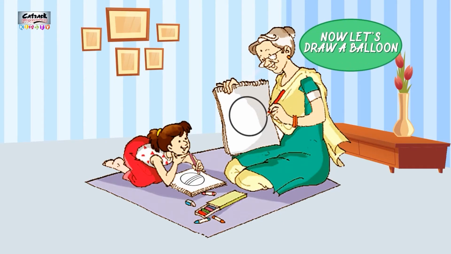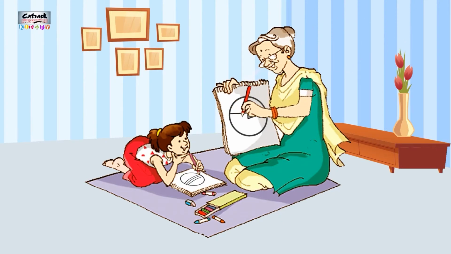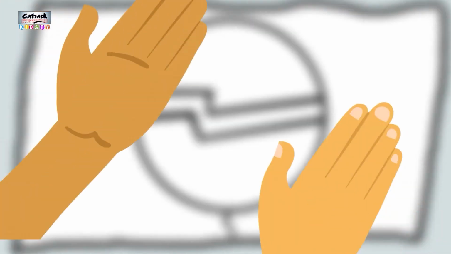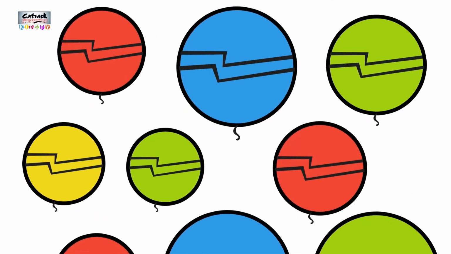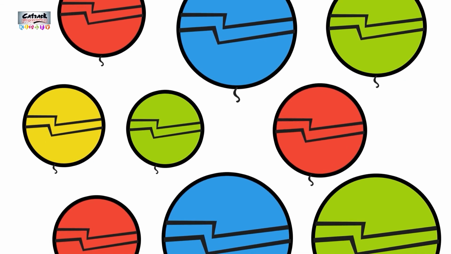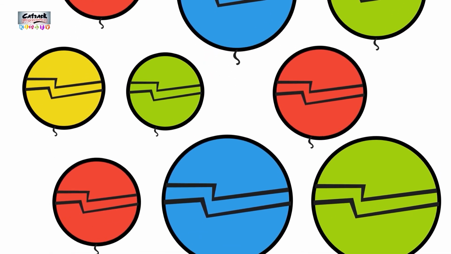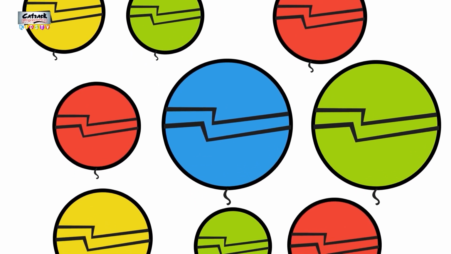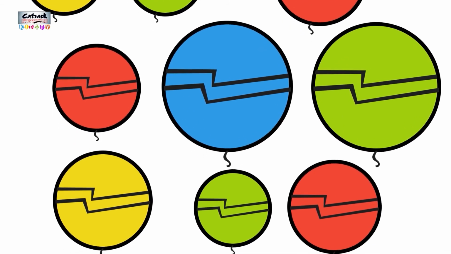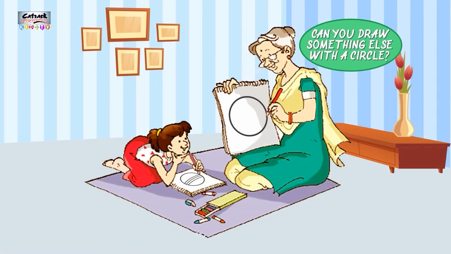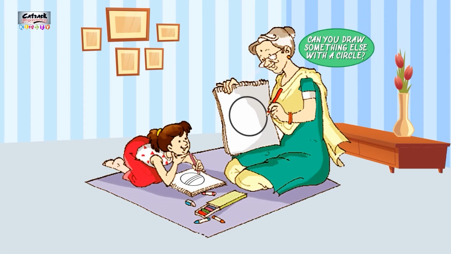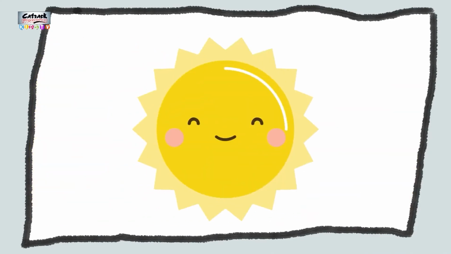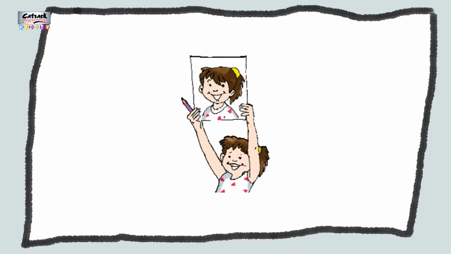Now let's draw a balloon. Grandmother added a zigzag line to the circle. Oh, it really looks like a balloon. Mohini clapped with joy. Mohini drew many circles, big and small circles, red, blue, green and yellow circles. She also added zigzag lines to these. And now there were many balloons. Can you draw something else with a circle? Asked grandmother. Yes, said Mohini. She drew a wheel, a moon, a sun, a rabbit and her own face.